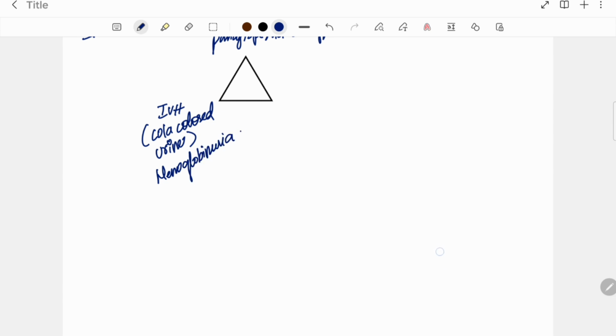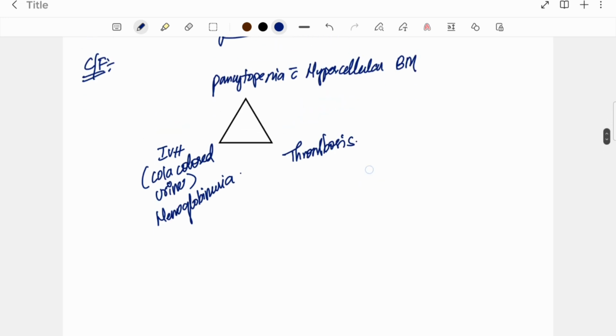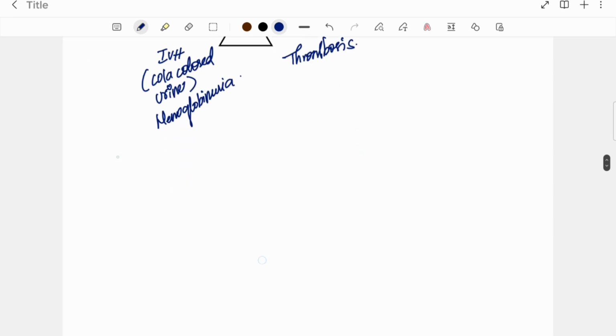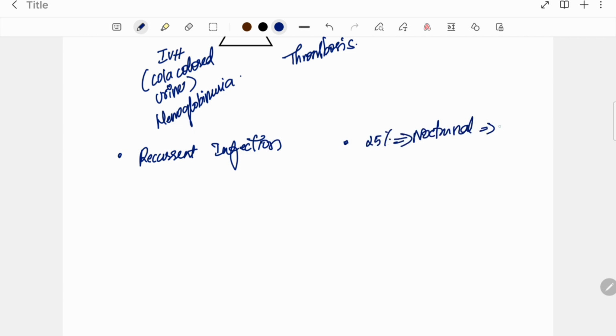And next, because of this complement system, there will be endothelial activation leading to thrombosis. Thrombosis is seen here. And other clinical features: because of neutropenia, there will be recurrent infections. Recurrent infections are also seen. And in 25% of the cases it occurs during the night time, that is nocturnal, because of the acidic pH.